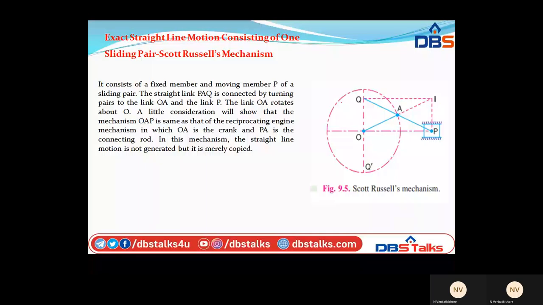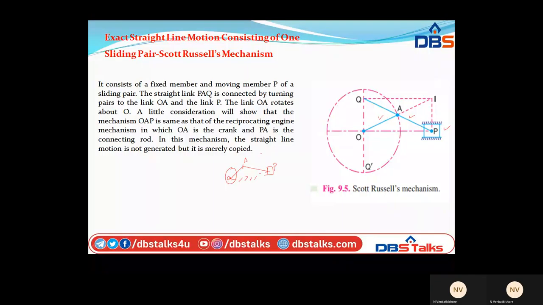Then coming to the next method, the one sliding pair Scott-Russell mechanism. If you see this diagram, it is just like a reciprocating engine. This is just like a piston, this is just like a connecting rod, and this is just like a crank. So this is the point O. This is called a piston. This is a fixed link. This is A and this is B.